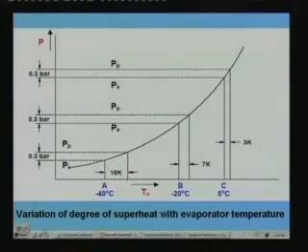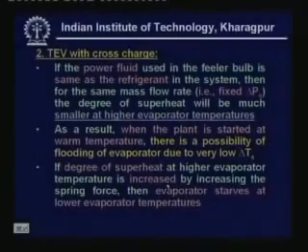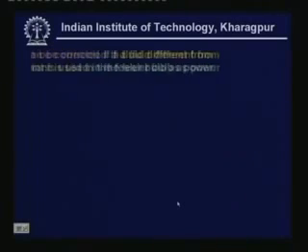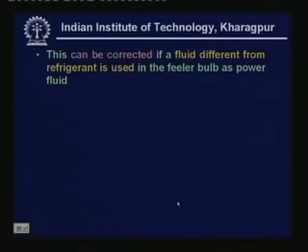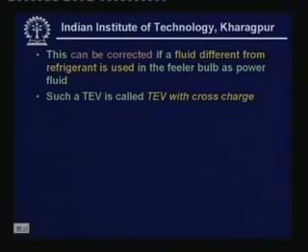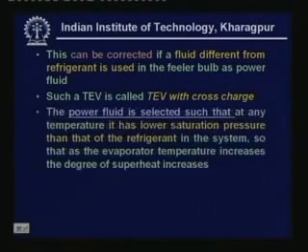So what is the solution now? All this is happening because we have used the same fluid in the feeler bulb as that of the refrigerant system. Okay. So one alternative is to use a different fluid in the feeler bulb. That means the problem can be corrected if a fluid different from the refrigerant is used in the feeler bulb as power fluid. Such a thermostatic expansion valve is called a thermostatic expansion valve with cross charge.